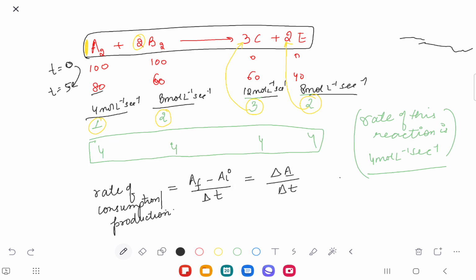So going forward, I would not be doing this example from a numerical point of view. I would say delta A over delta T is my rate of reaction, or I would say it is my rate of consumption or rate of production of some reactant or some product. Are you understanding? You got the point? Yes, I did.